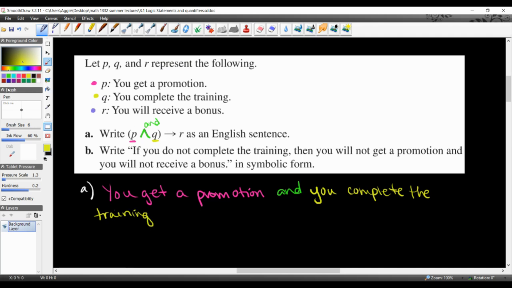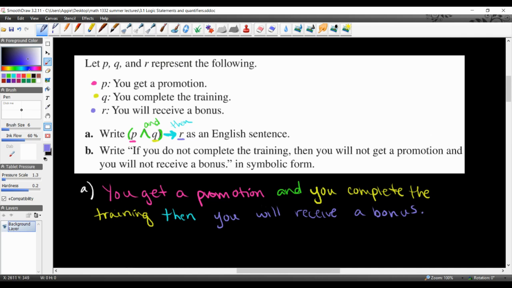And then we have another connector. Notice here that we had both of these inside the parentheses. That means these two go together with that and. It's the same rules as usual for parentheses. Then we have this arrow, which we just talked about in the previous example. This represents the word then. So then R, which is you will receive a bonus. And that's it. That is our sentence for that symbolic form.